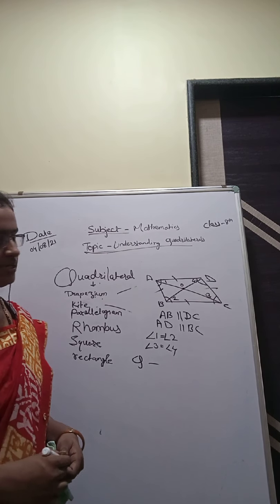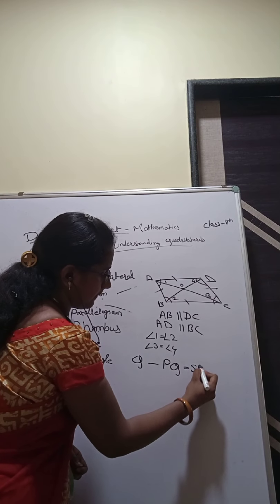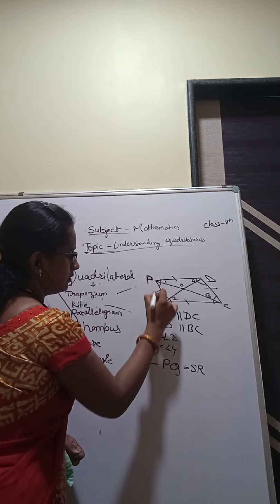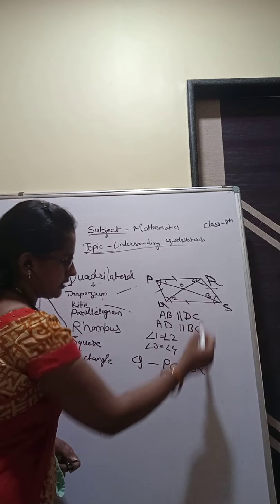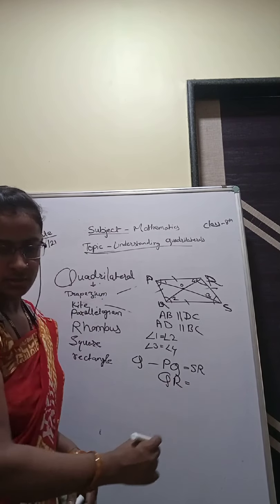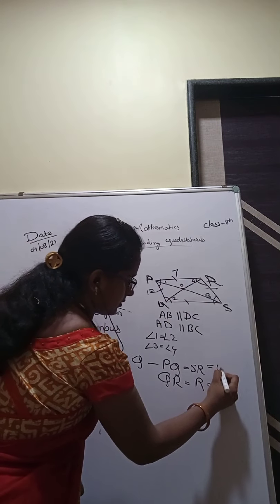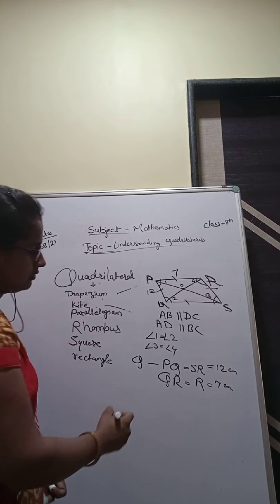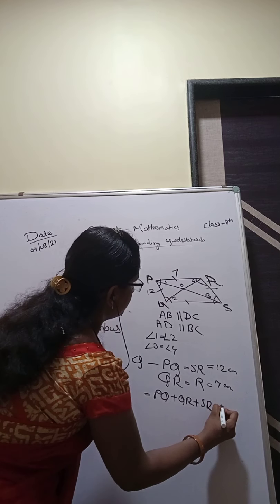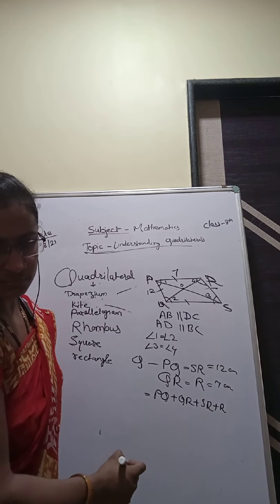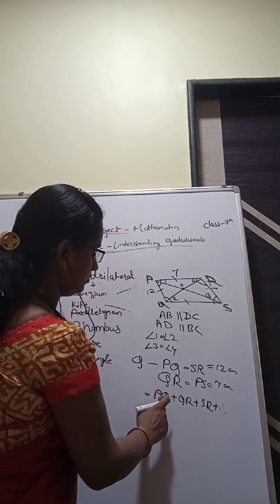In a parallelogram, the opposite sides have the same length. So PQ is equal to SR and QR is equal to PS. Name them P, Q, R, S. PQ is 12 centimeter and QR is 7 centimeter. So we find the perimeter of the parallelogram: PQ plus QR plus SR plus PS.